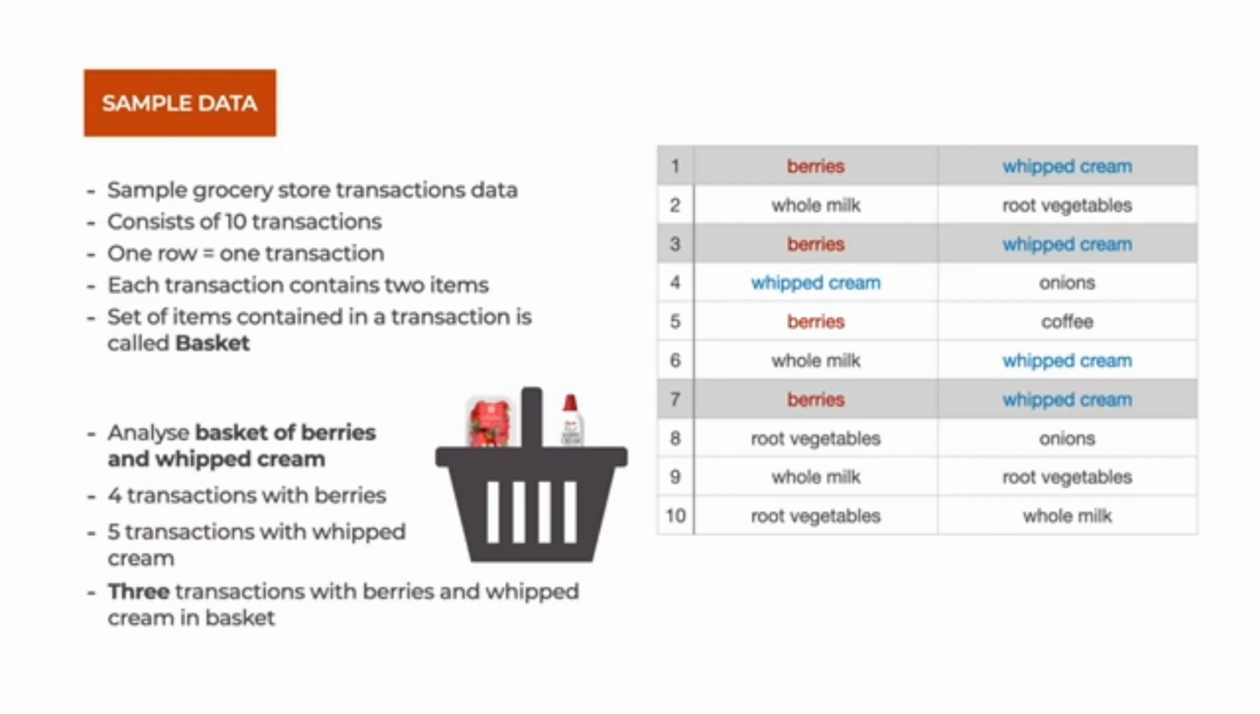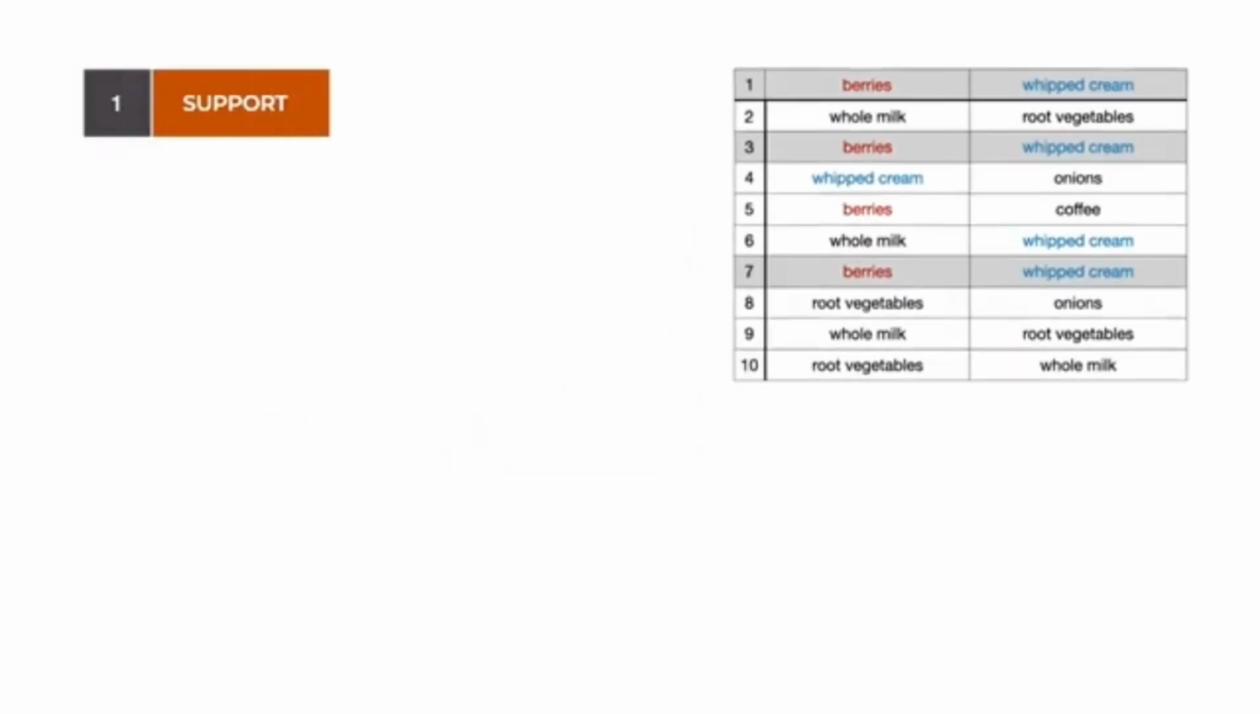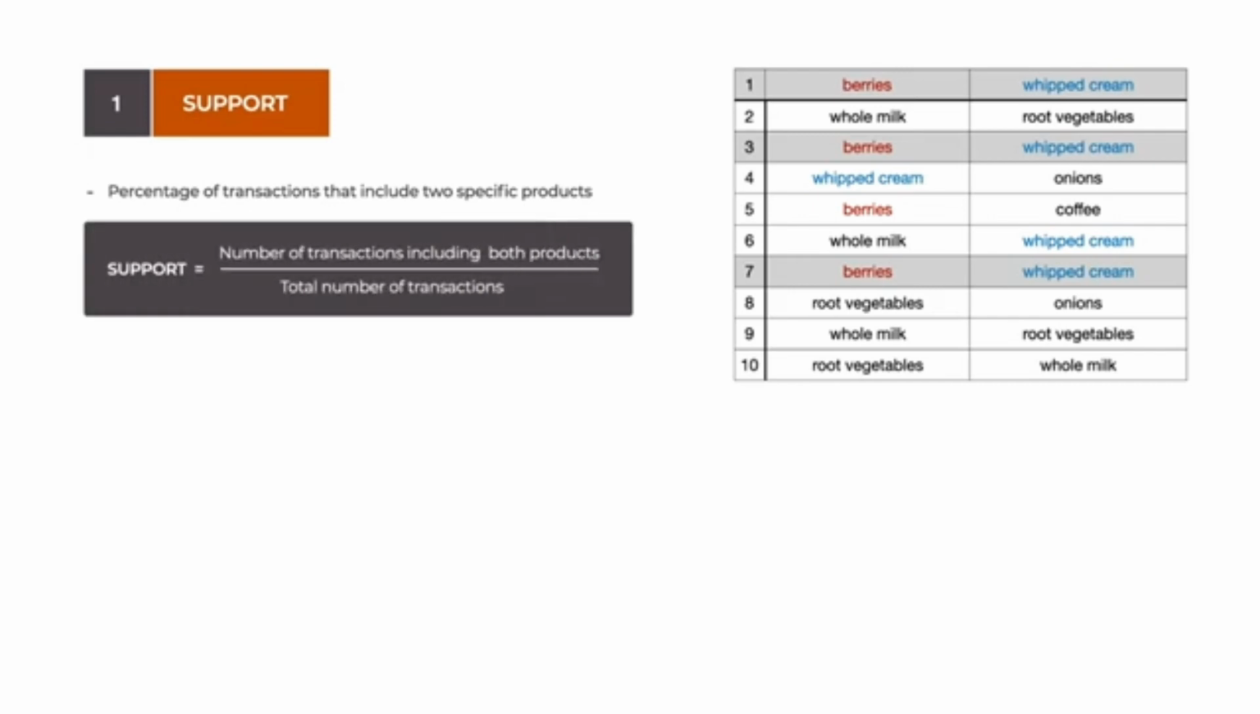Armed with this understanding of data, let's learn and understand the 3 key concepts of support, confidence, and lift. We will begin with support, which is the easiest of the 3 concepts to understand. The support indicates the percentage of transactions that include the 2 specific products. To calculate support, we need to first calculate the number of transactions containing both the products and also calculate the total number of transactions. Support is then calculated by dividing these 2 figures as shown in the formula here.